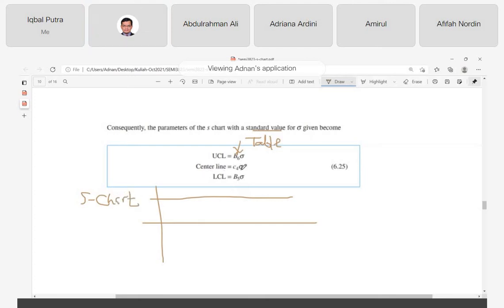Okay, the center line will be C4 sigma, or sometimes we call this the average of S, the S bar. Okay, so you can have this B6 sigma, and this is B5 sigma. Okay, so this one is C4 sigma.